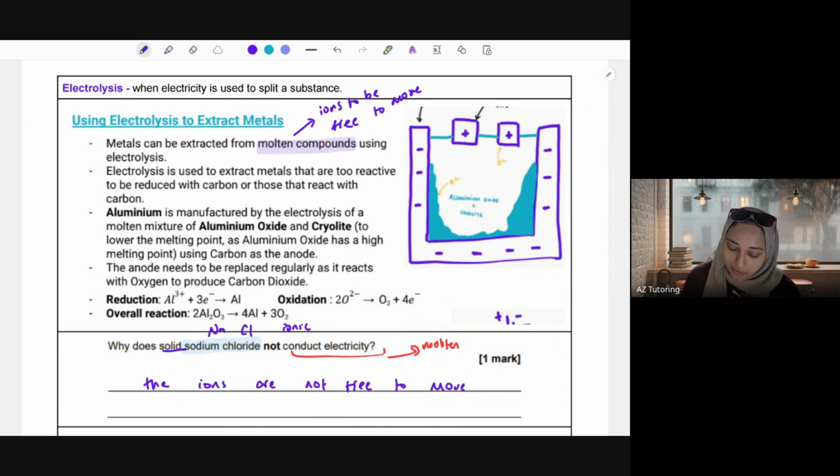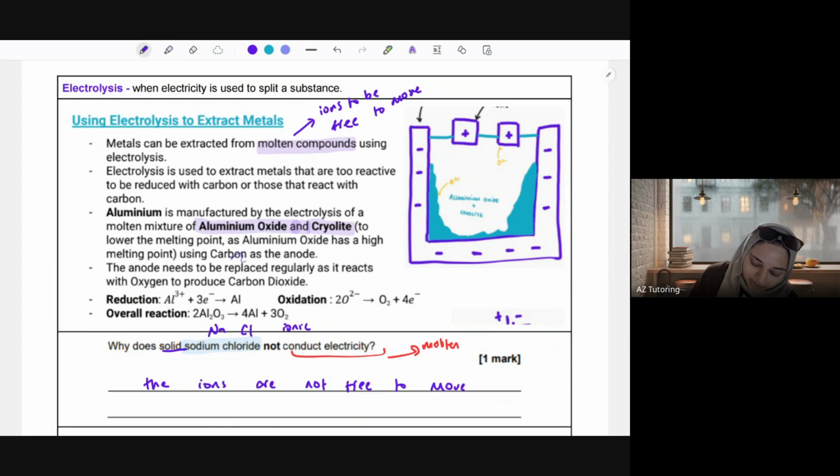Electrolysis is then used to extract the metals that are too reactive to be reduced by carbon. So therefore we use electrolysis for the ones higher up. Otherwise we would just use reduction by carbon because it's a lot cheaper than using electrolysis. Aluminium is manufactured by the electrolysis of a molten mixture of aluminium oxide and cryolite. This is something you need to memorize, these two. So aluminium oxide and cryolite, that's what's mixed for this one. Cryolite's used to lower the melting point of aluminium oxide. So it's just making the reaction cheaper to actually do. That's the reason why we use cryolite.